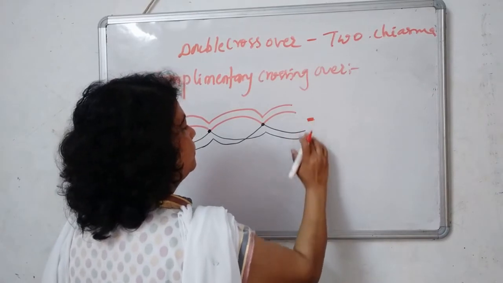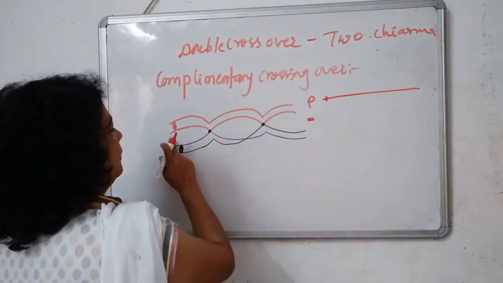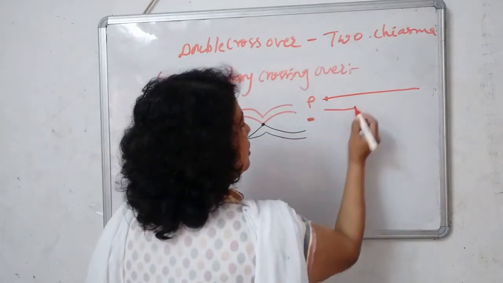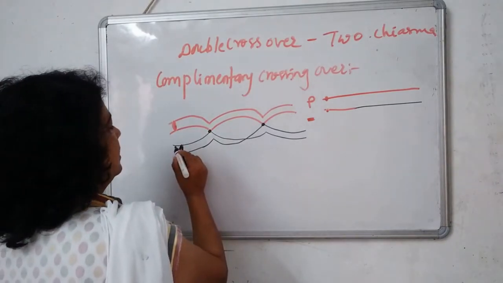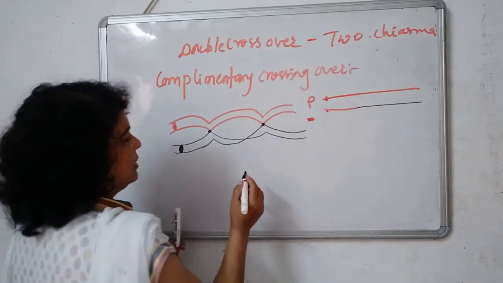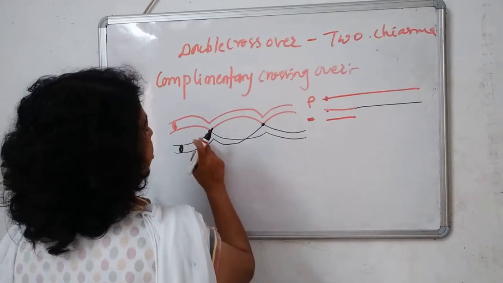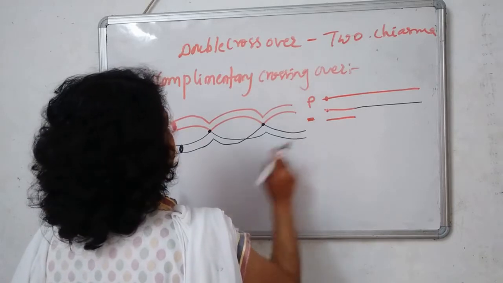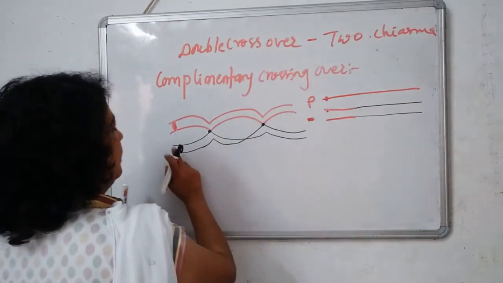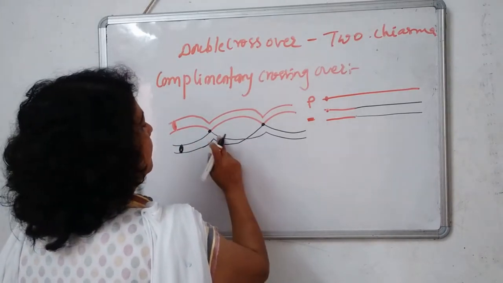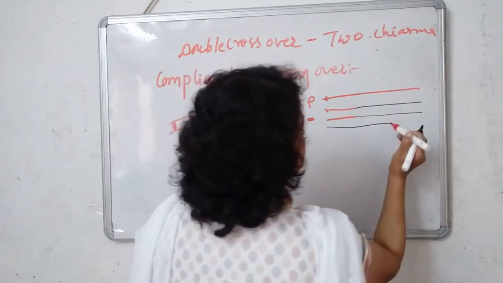So the resultants are: the one which is completely parental; another that has the small red part and the long black part; then this third one has the small black, small red and long black; and this fourth one has the long black and small red.